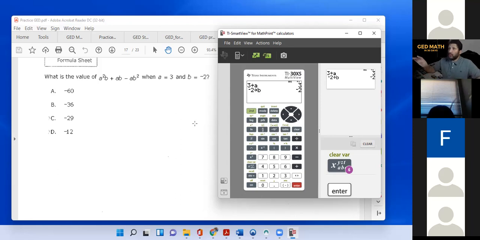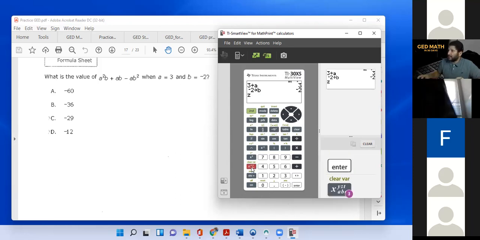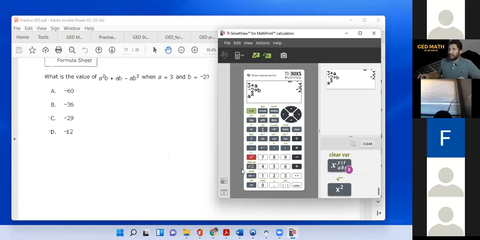Now, what we're going to do is enter that expression. I'm going to hit my variable button until I get to A. I'm going to hit my square button. And then I'm going to hit my variable button until I get to B. I'm going to hit my plus sign. Has everybody entered A squared B plus? Yes. Okay.